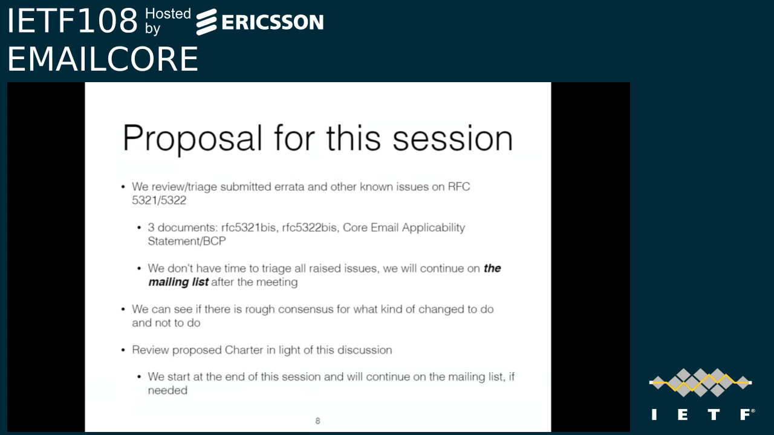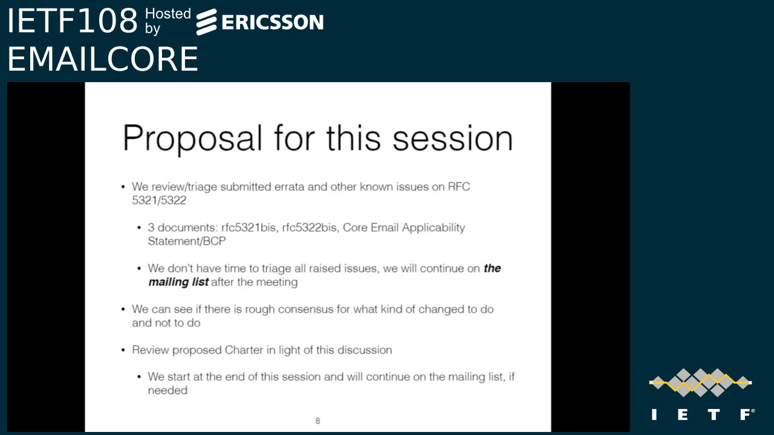And so just to keep us on time, I'm going to do this proposal relatively quickly because we'll get into the meat in a second. But basically, we want to address existing errata and known issues and revise 3 documents, right? We want to do the 5321 BIS, 5322 BIS, and then the core email applicability statement.